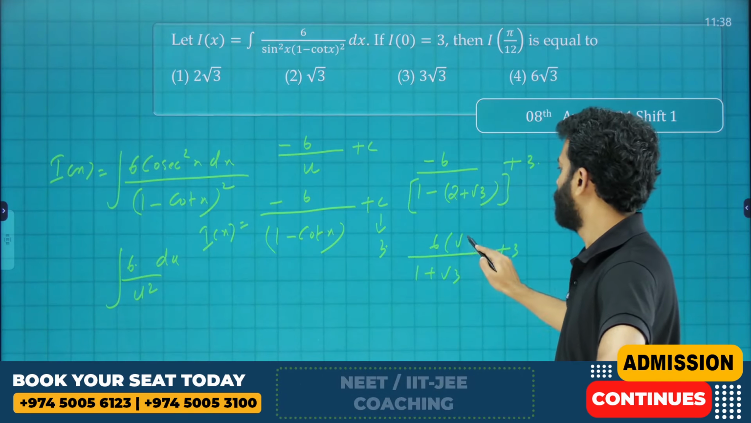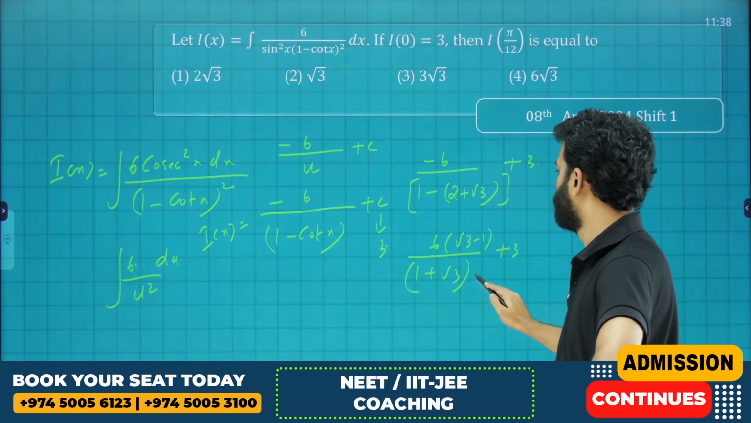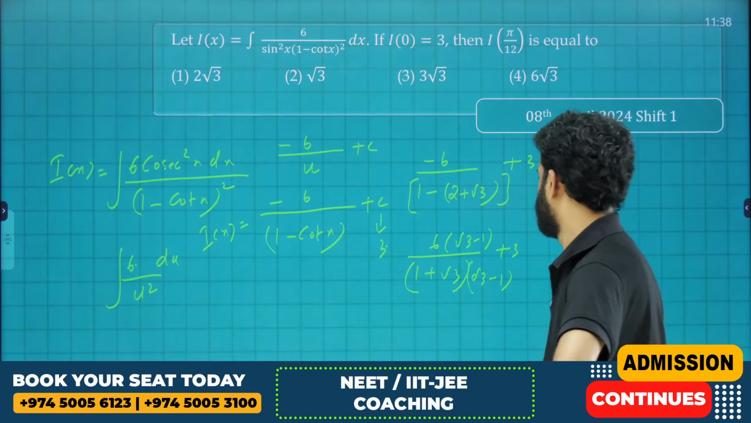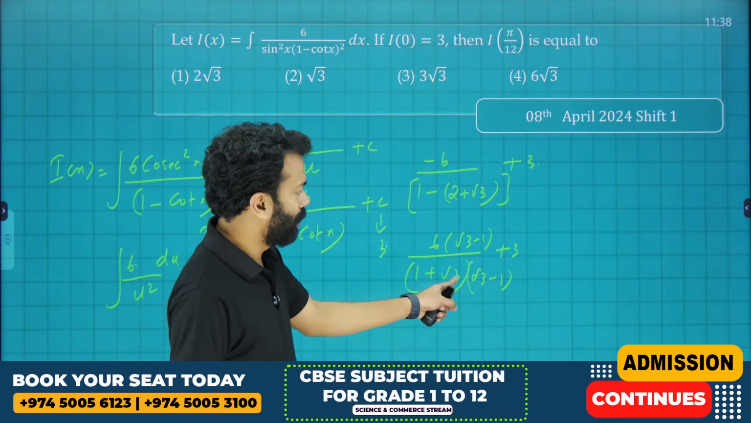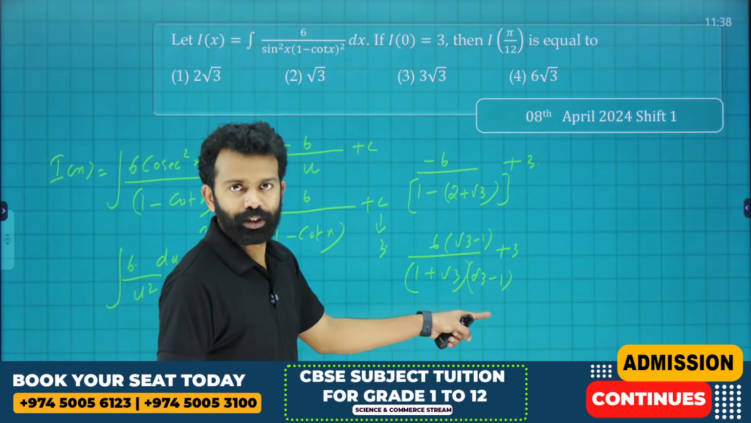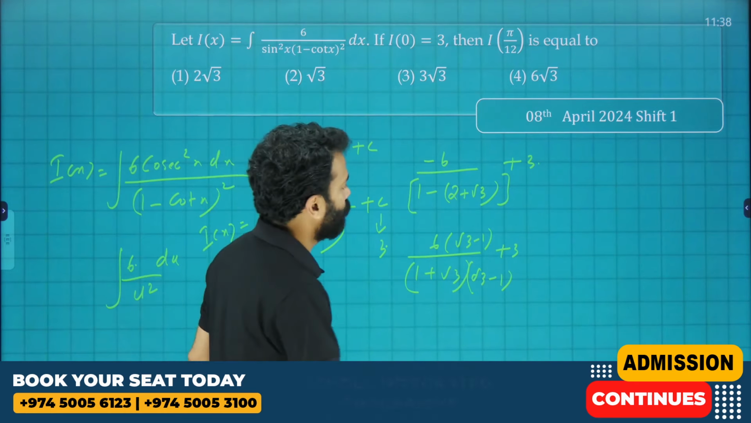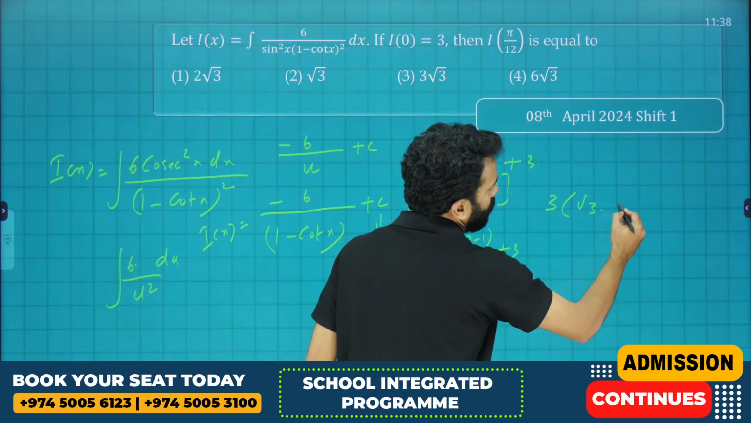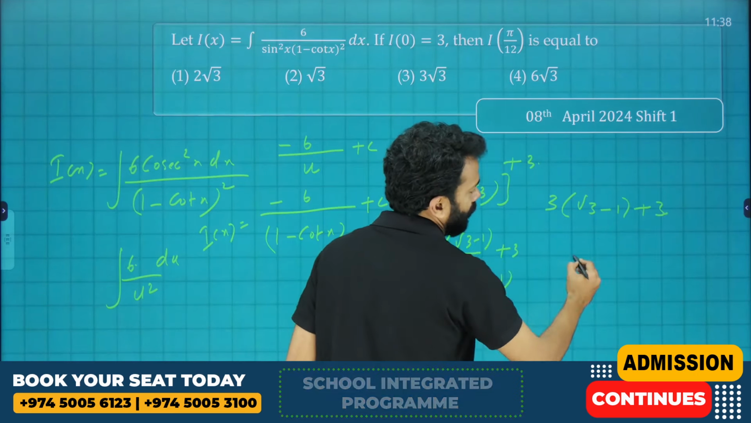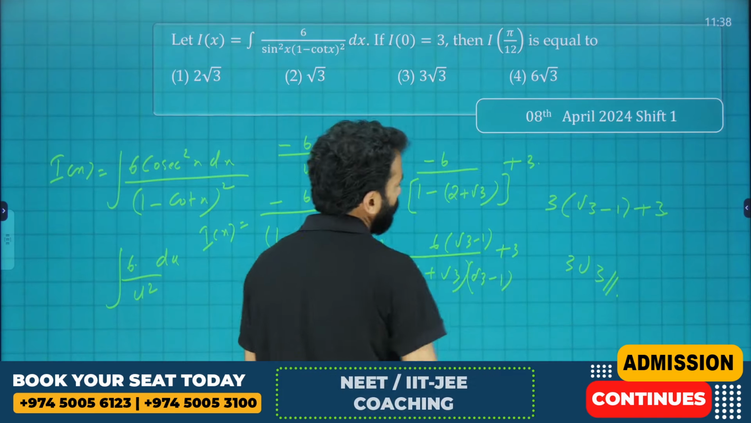We can take the conjugate here, root 3 minus 1 into root 3 minus 1 here as well. Therefore, it will be 6 times root 3 minus 1. What is root 3 minus 1 into root 3 plus 1? That is root 3 square minus 1 square, that will be 2. Therefore, 6 will get cancelled, and it becomes 3 into root 3 minus 1 plus 3. And what is the answer? The answer is 3 root 3. Okay, done, understood.